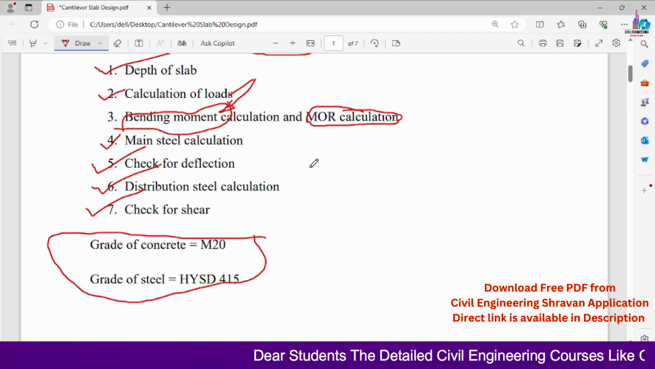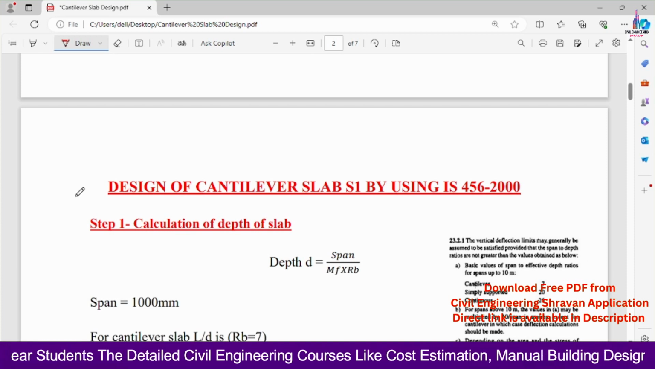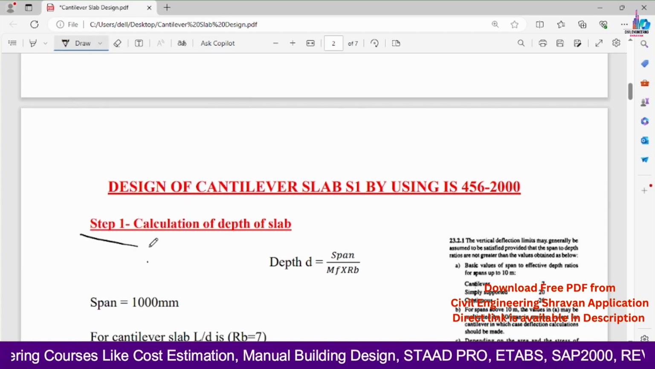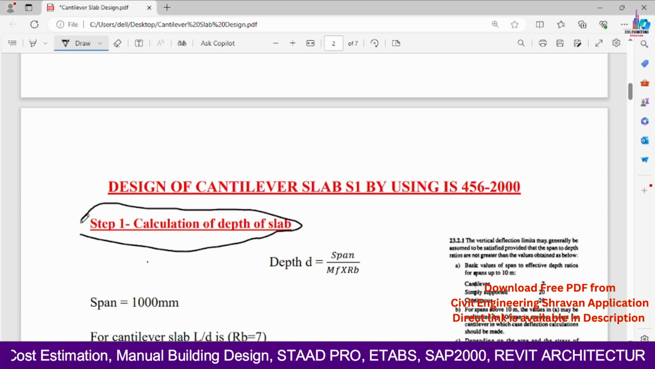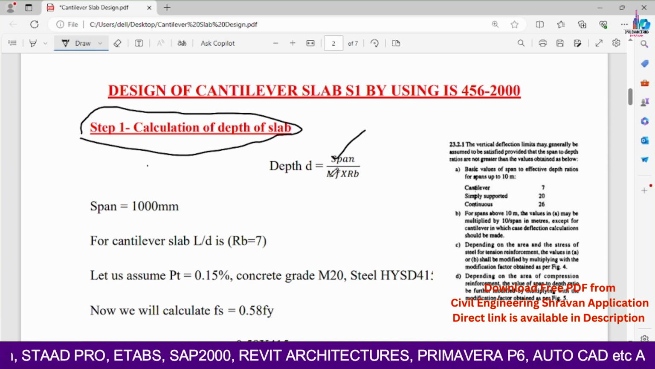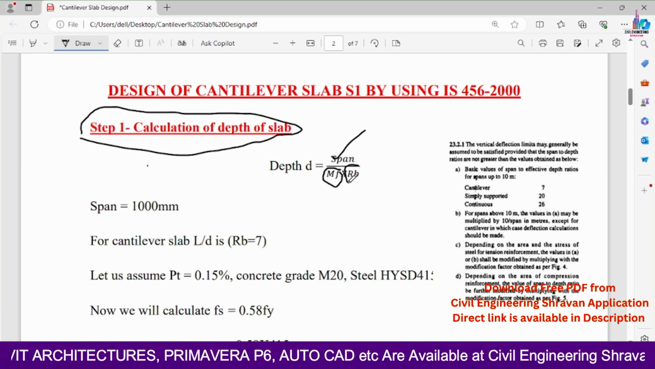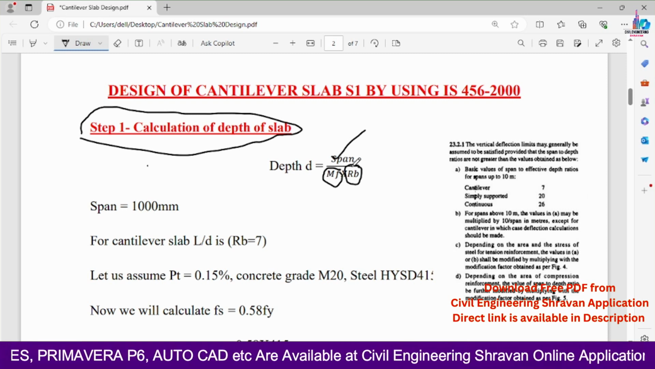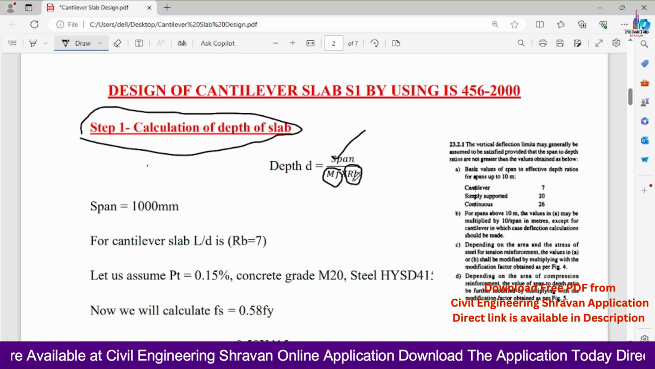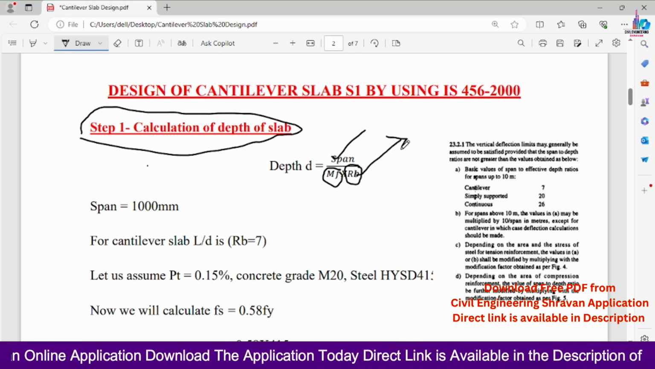So now our first step is to calculate the depth of the slab. Basically we have the depth of the slab formula, which is related to the span of the slab divided by the modification factor, and we have to consider the L by d value. The value of L by d depends upon the type of the slab section, whether you are considering the cantilever slab section, simply supported slab section or continuous slab section.